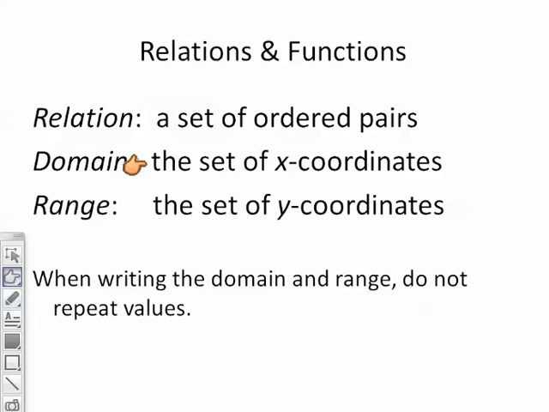Domain. The domain are the x values in those points. Okay? That's the domain. That's where the relation is valid on the x graph. Range is the set of the y coordinates that are in those ordered pairs. Y values. Now when you're writing the domain and range, you don't repeat your numbers. Okay? They don't get repeated over and over again. They do in the ordered pair, but they do not in the domain and range.